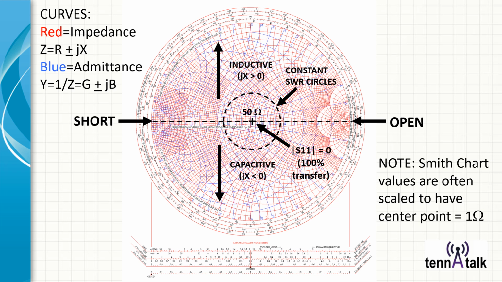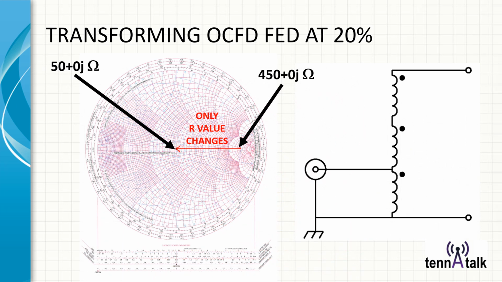So now let's see how this works. Let's assume we have an off-center fed at 20%, so that we start over here at 450 ohms, heading more and more towards an open. Higher resistances move towards an open, and it goes up exponentially very quickly here. So this is where 450 would lie. In a perfect off-center fed with no reactance to it, not a realistic situation, but sometimes not too far off, we want to move the R value, and only the R value, to the center, which is 50 ohms with no reactance.